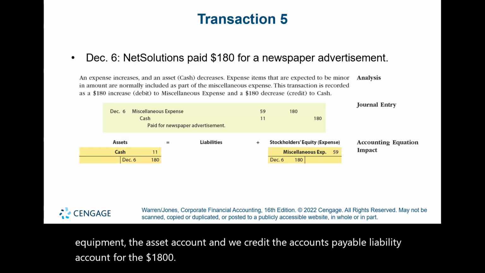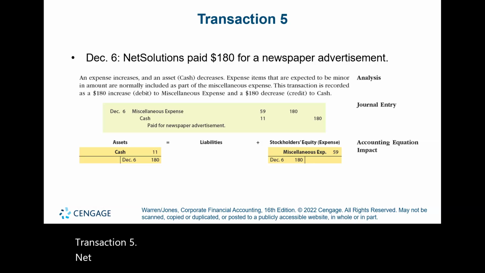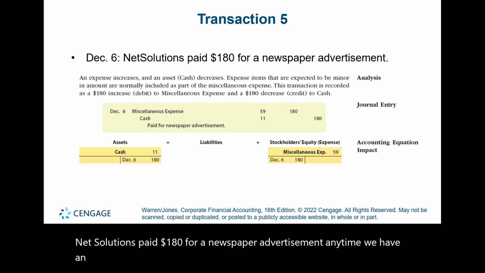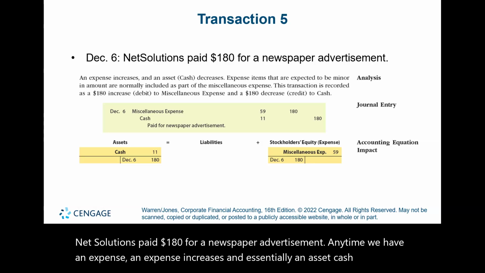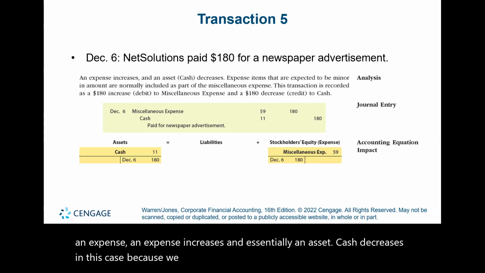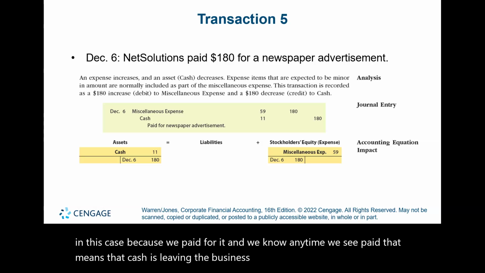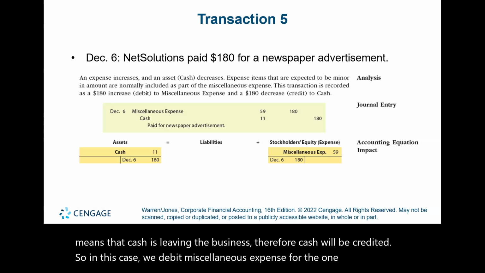Transaction 5, Net Solutions paid $180 for a newspaper advertisement. Anytime we have an expense increase, and essentially an asset, cash decreases. In this case, because we paid for it, and we know anytime we see paid, that means that cash is leaving the business, therefore, cash will be credited. So in this case, we debit miscellaneous expense for the $180, and we credit cash for the $180.